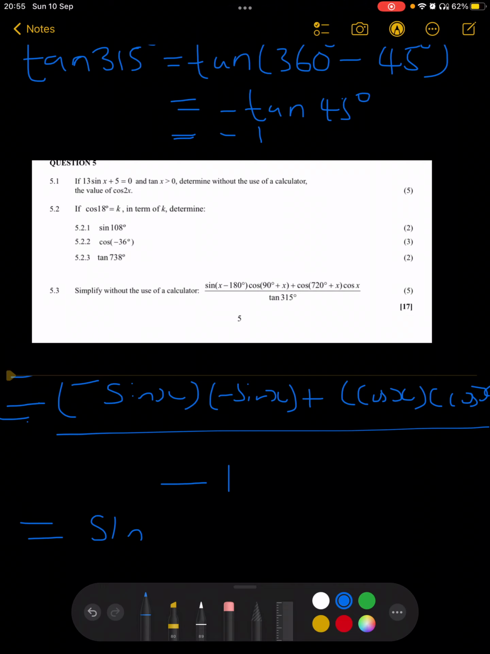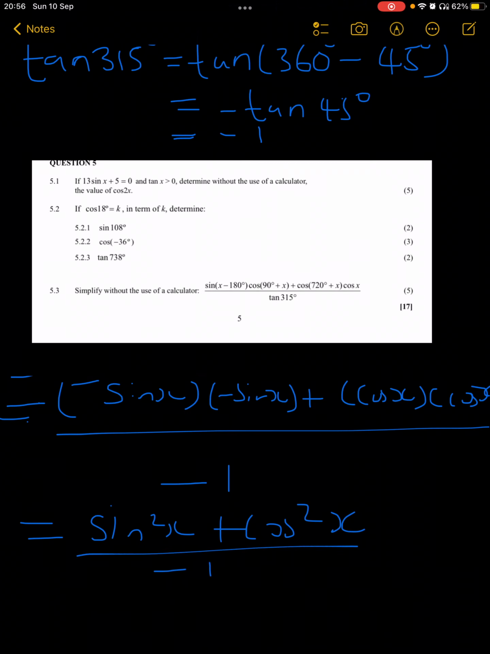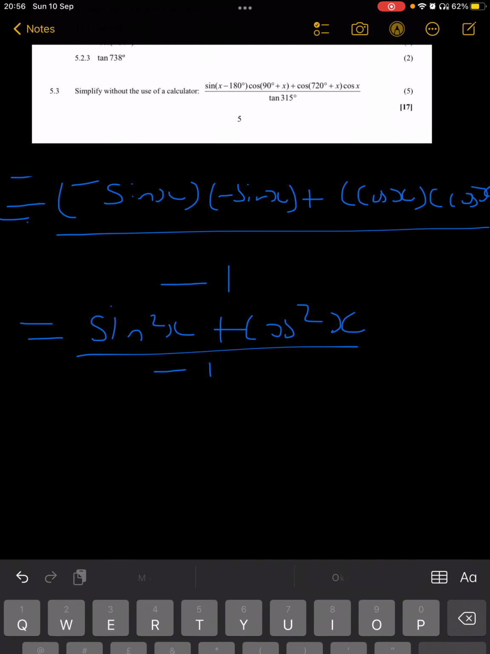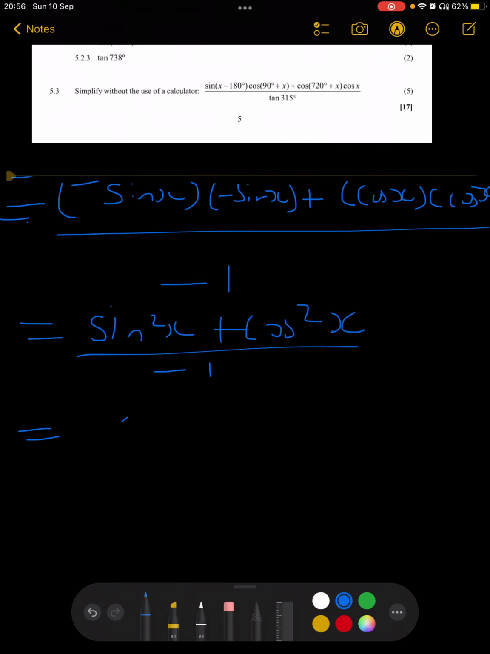Which is equal to sine squared x plus cos squared x divided by negative 1. And we know our first identity, that sine squared x plus cos squared x is equal to 1. Now divide that by negative 1 to get a negative 1.